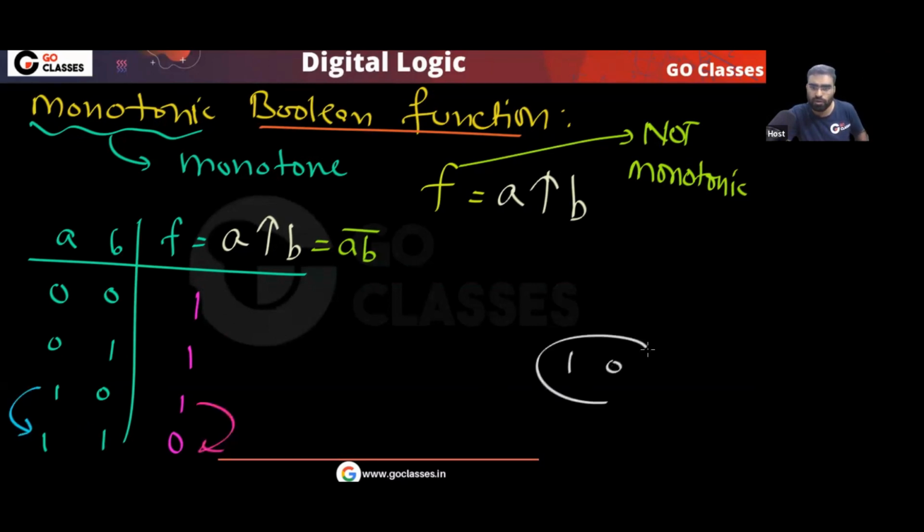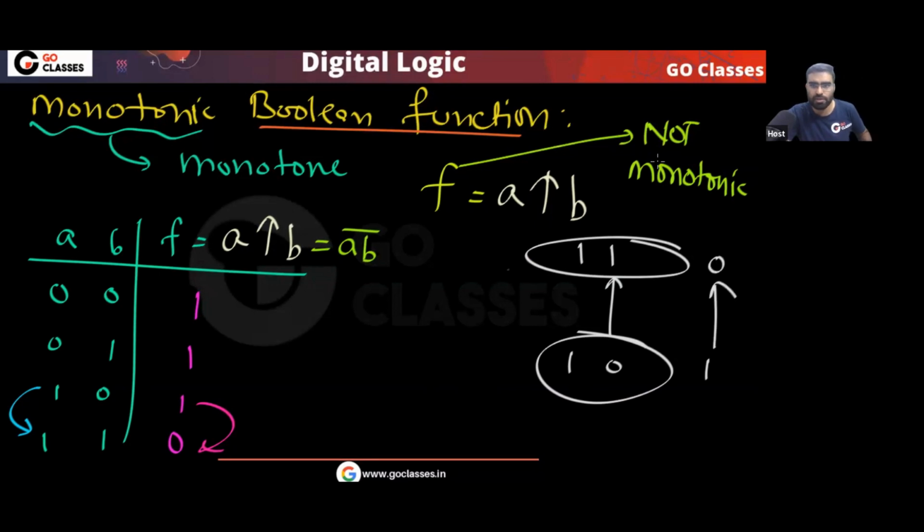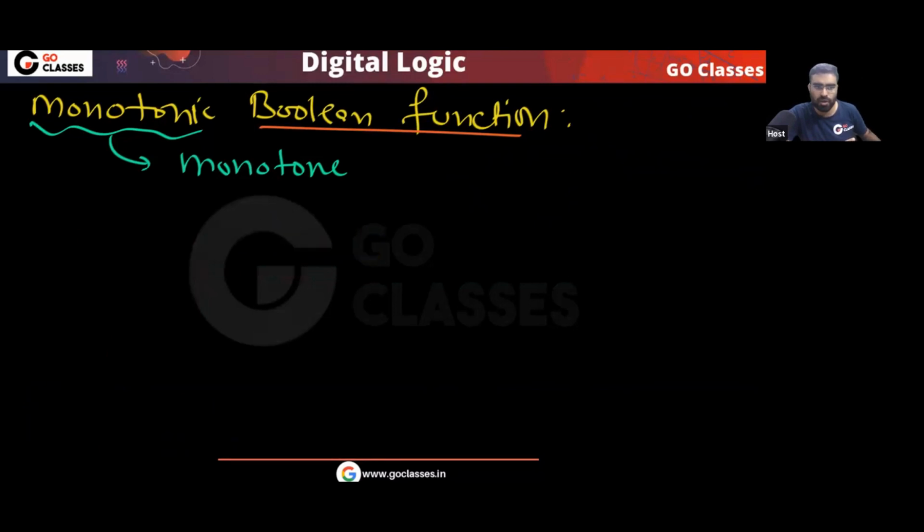For this combination, function value is 1. I increase this by changing a single input from 0 to 1, but the function value is decreasing. So this NAND is also not monotonic. Is this clear? Understood? Quite simple.